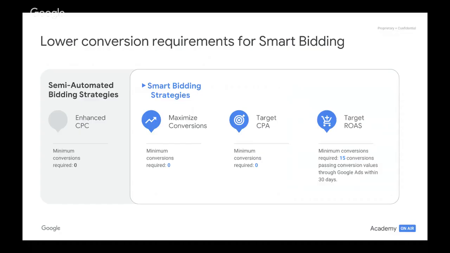Here's just a little bit of the detail of what I was talking about in terms of the lower conversions. So you'll see here, for max conversions and Target CPA, there's no longer a minimum conversion threshold. So you can start those campaigns even with 0 conversion history. With Target ROAS, we do still say that you have a little bit of conversion history, so 15 over a 30-day period. If your individual campaigns don't quite get to 15 conversions, Charlotte will run through a little bit later on how we can get around that.